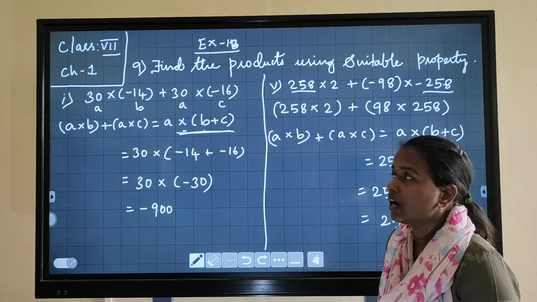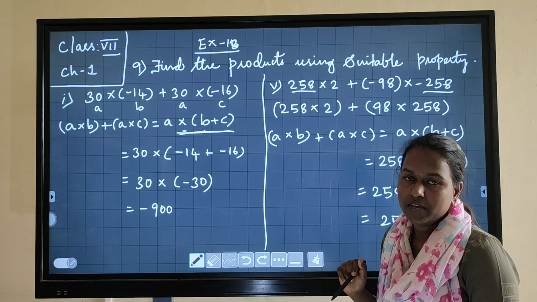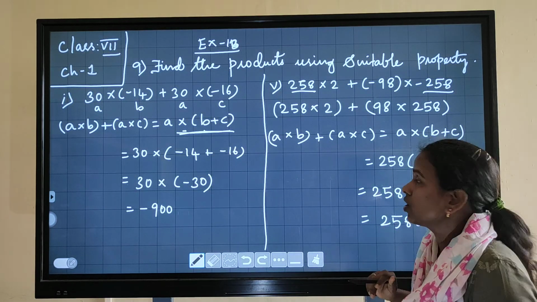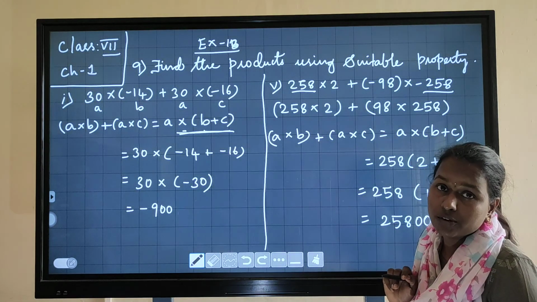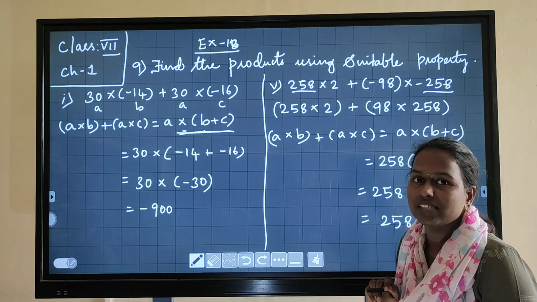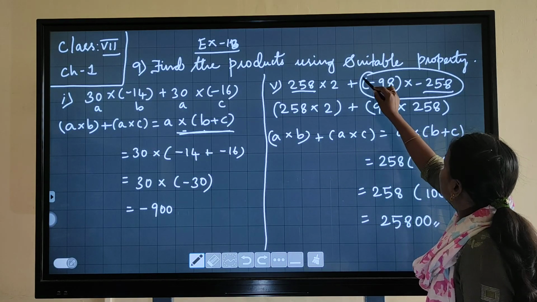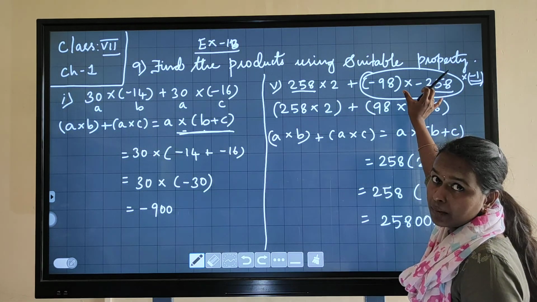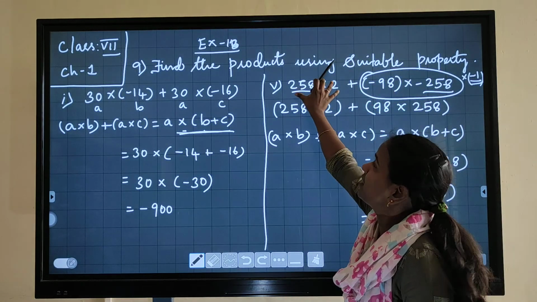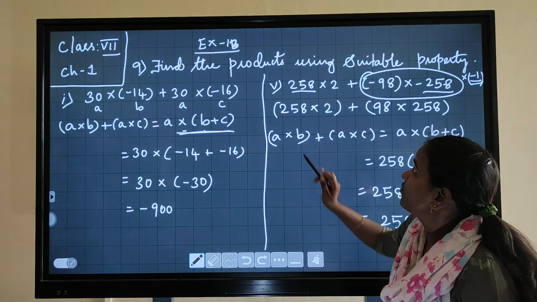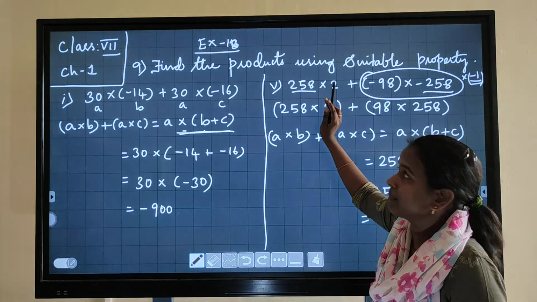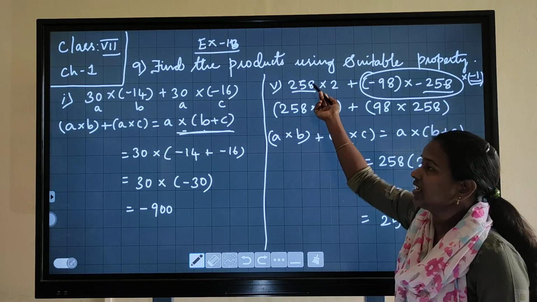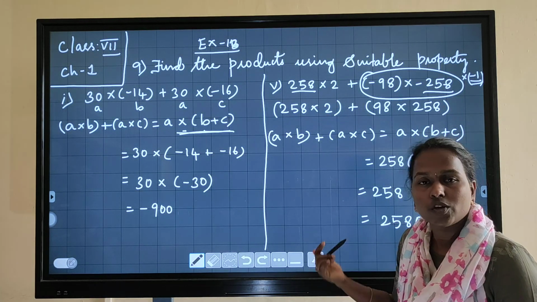So what do we have to do? We have to change this one into positive 258. If it becomes positive 258, it looks like distributive property. So I am going to change this into positive 258 plus 258. How will I change it? I am going to multiply this whole term by minus 1. If you multiply this whole term by minus 1, it will become minus 258, so here also minus 258, here also minus 258. So you can solve the sums.